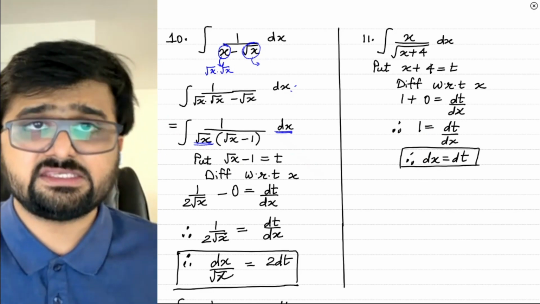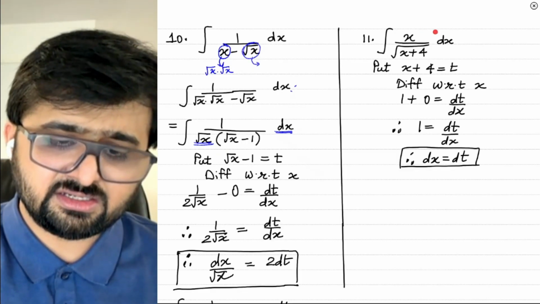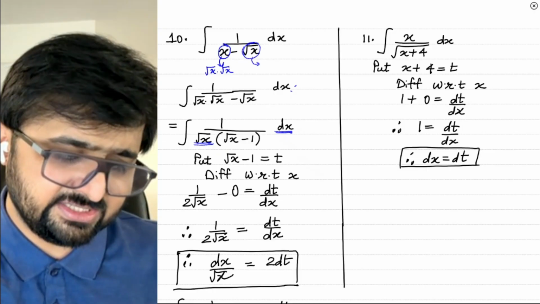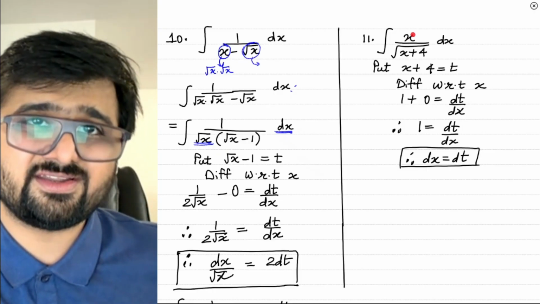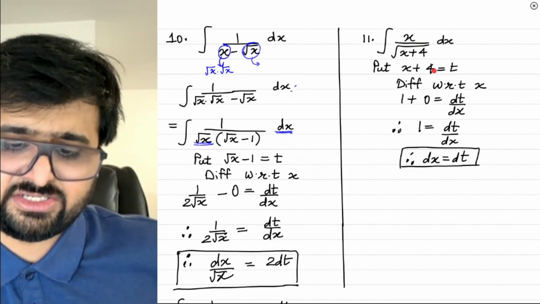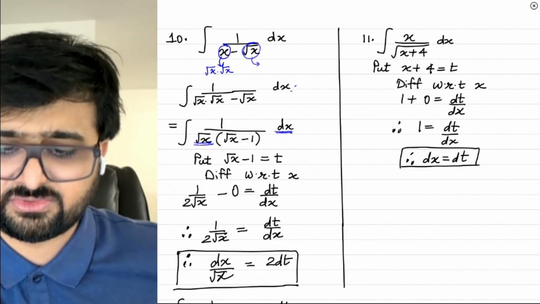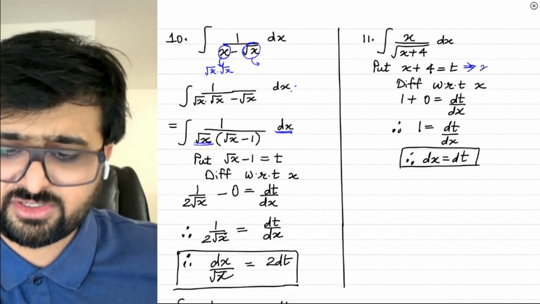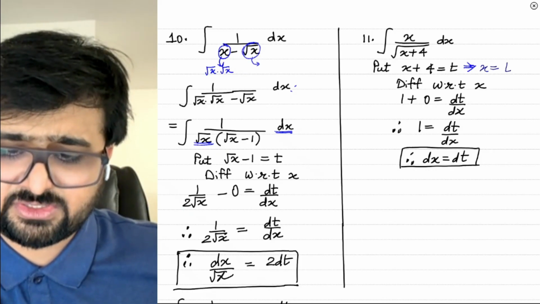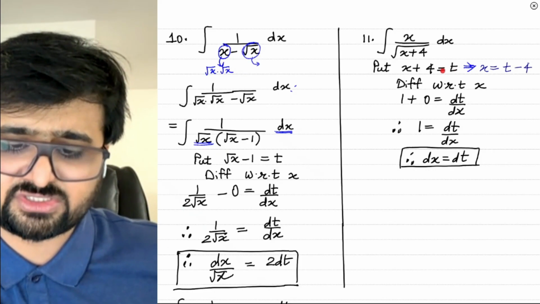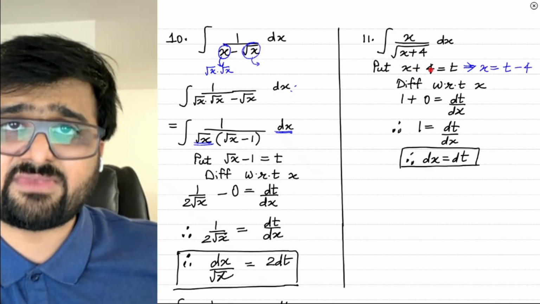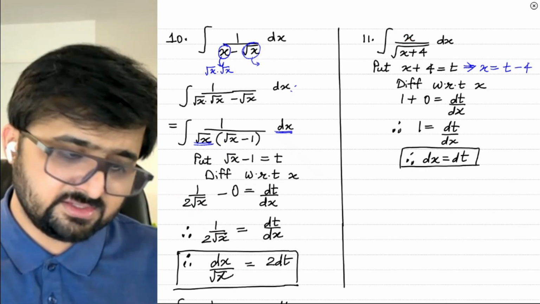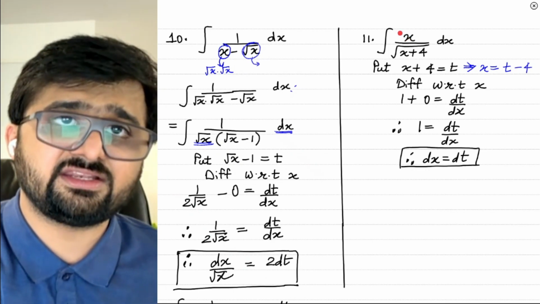Now convert the entire integral in terms of t. Notice one thing, that in the numerator you have x, and here we have put x plus 4 is equal to t. So if x plus 4 is equal to t, from here you can say x is equal to t minus 4. This is an important thing because x is t minus 4, which will be used in the numerator. So convert the entire integral now in terms of t.